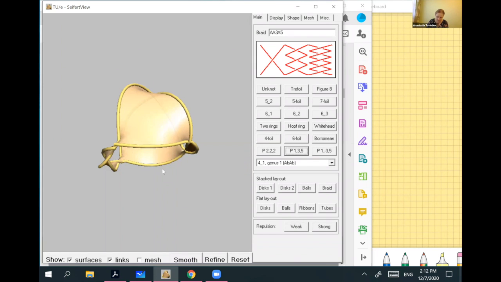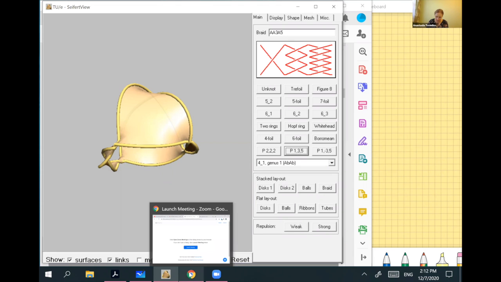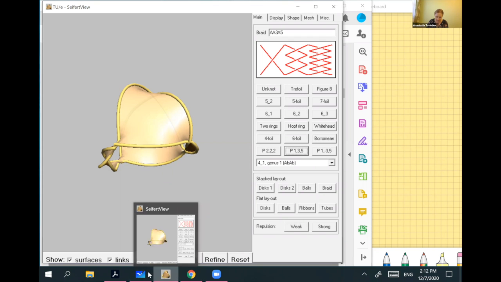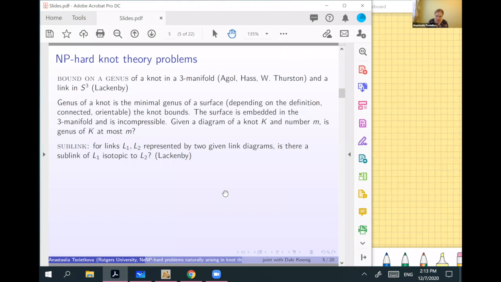There is an interesting construction. First, it was done for a knot in an arbitrary manifold by Agol, Hass, and Thurston, and then it was done for a link in S3. It was also proven to be NP-hard. This is not an improvement.